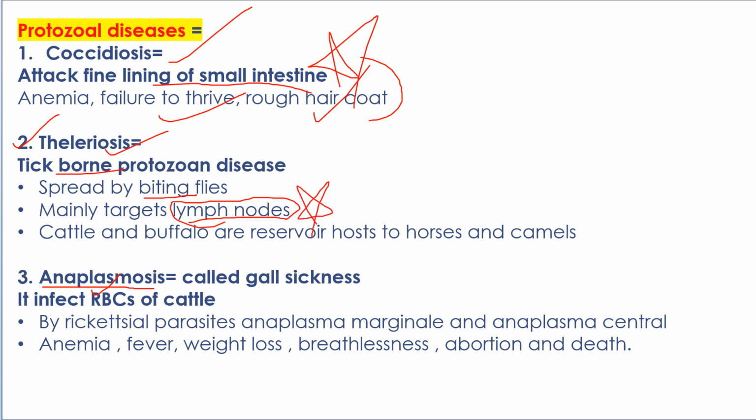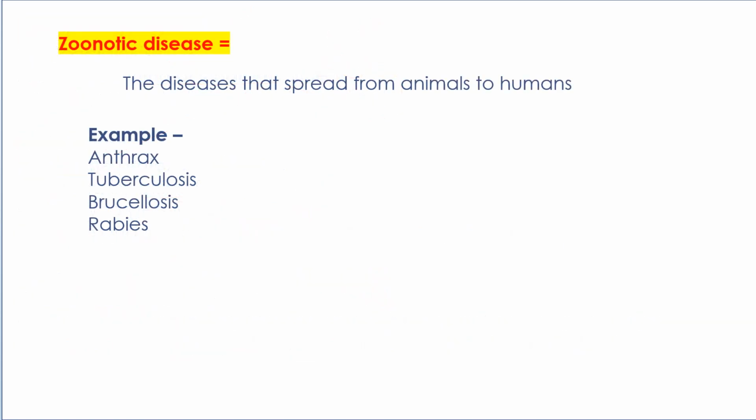Then the anaplasmosis, in this also these symptoms come. There is fever, anemia, breathlessness, abortion and death. Basically the RBCs of the cattle are infected in anaplasmosis, and it is also known as gall sickness. So you need to remember these names well.